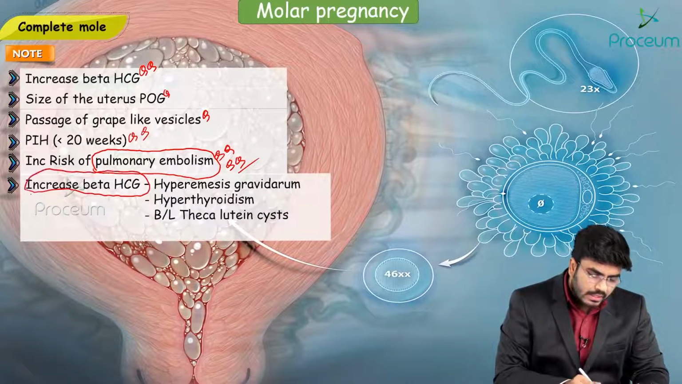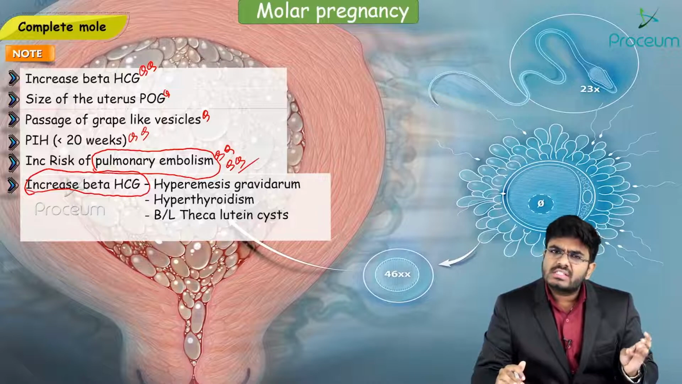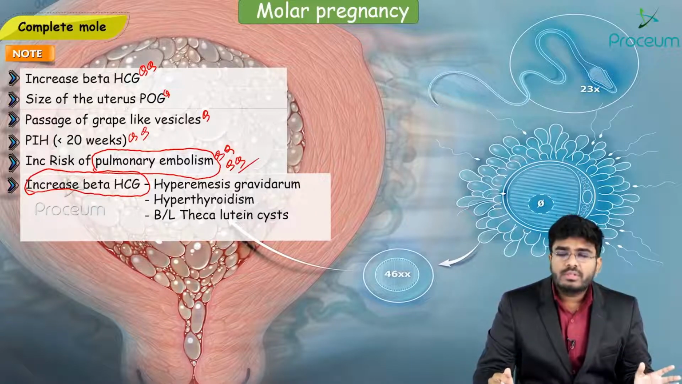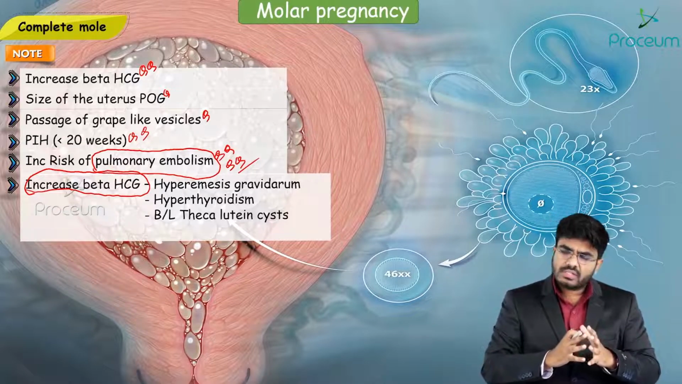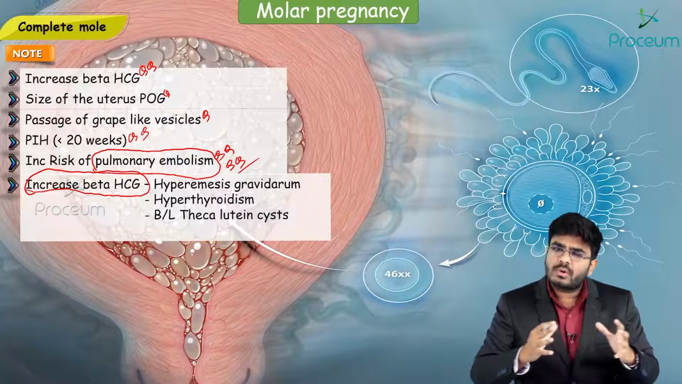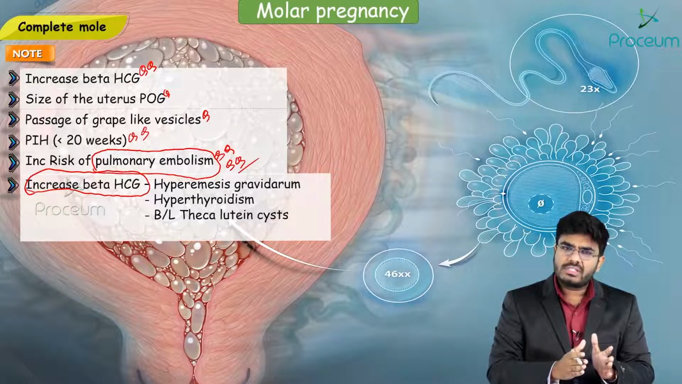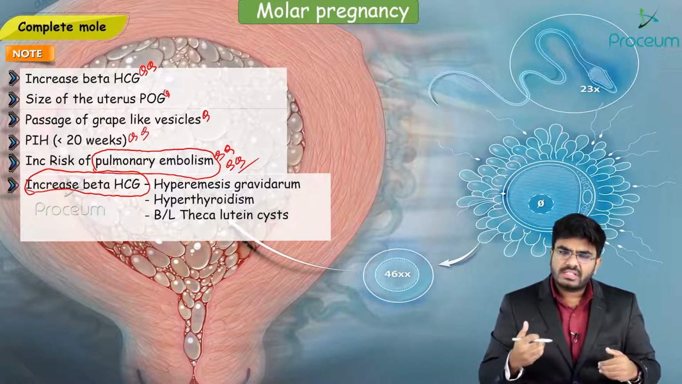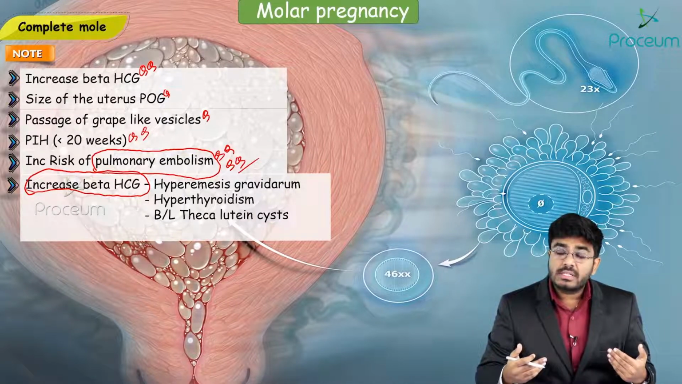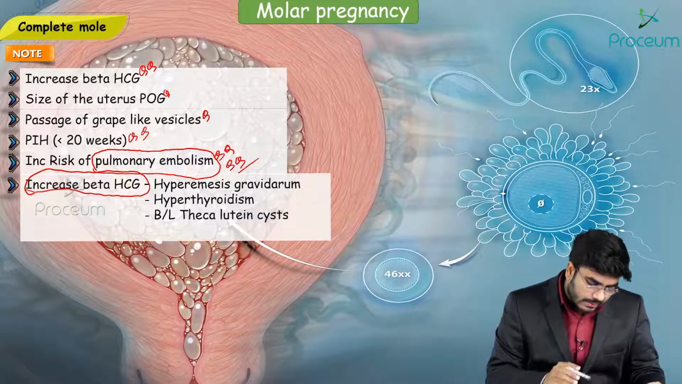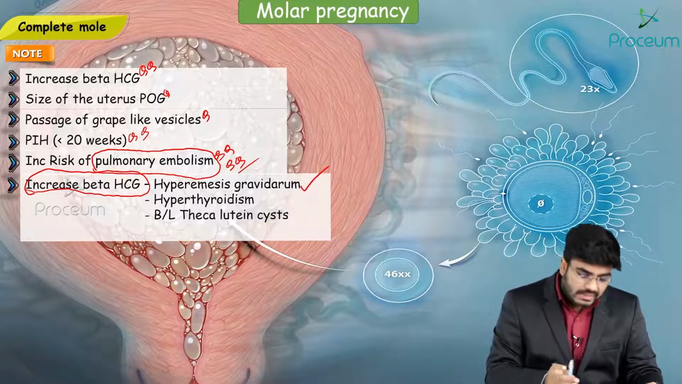Now, let's see the risks seen with increased beta HCG levels. The trophoblast is abnormally proliferating. Which trophoblast is it, syncytial trophoblast or cytotrophoblast? Both are abnormally proliferating. We know beta HCG comes from the syncytial trophoblast, so whenever it is abnormally proliferating, there is too much beta HCG production. Physiologically, beta HCG is associated with the vomiting during normal pregnancy. Whenever there is too much beta HCG, hyperemesis gravidarum occurs, so hyperemesis gravidarum is seen because of increased beta HCG.